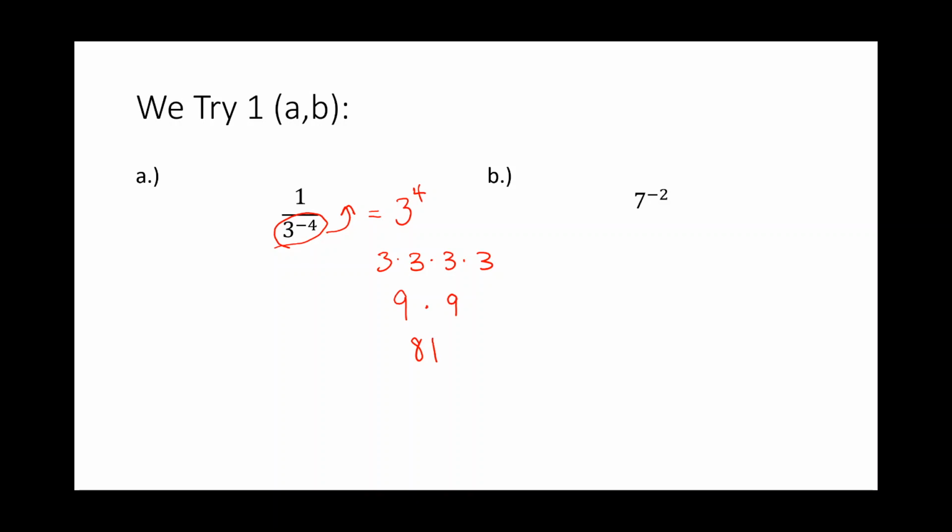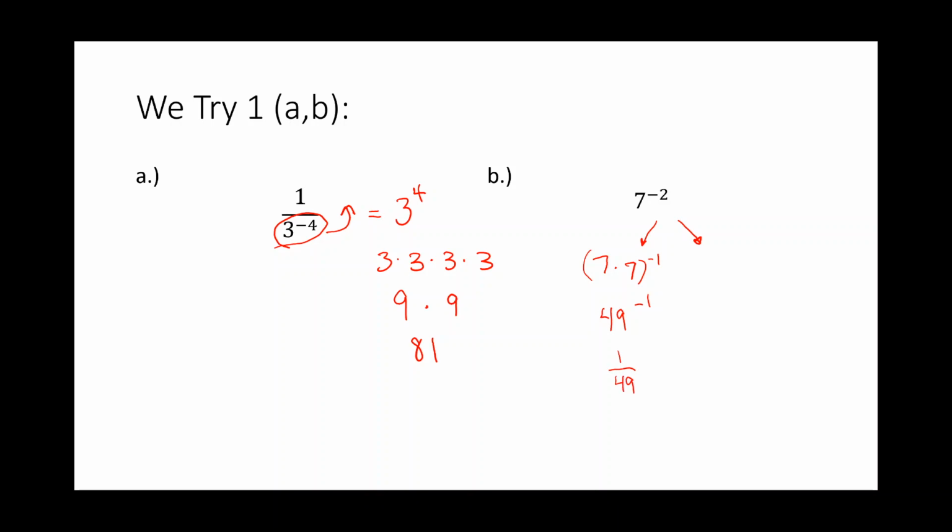Okay, let's take a look at this next one. 7 to the negative 2 power. Well, there's two ways I can do this one. I can either multiply the 7 times 7 first and know that this is just to the negative 1 power. So that'll give me 49 to the negative 1 power, which is 1 over 49.